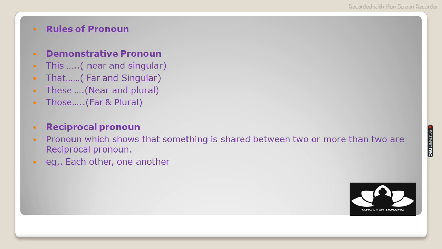When we want to denote something which is near to us but it is plural, that is, there is more than one thing, we use these. When we want to denote a thing which is far from us but it is only one thing, then we will use that. When we want to denote something which is far from us but there is more than one thing, we use those. So just remember how to use these words in what kind of sentences.